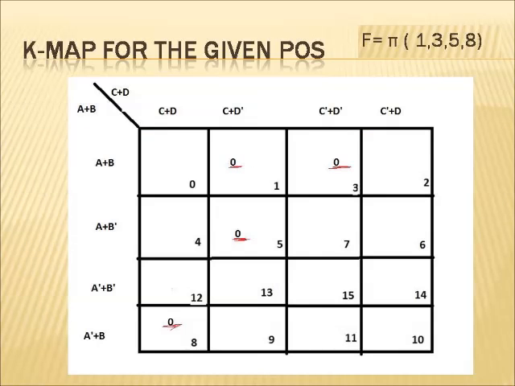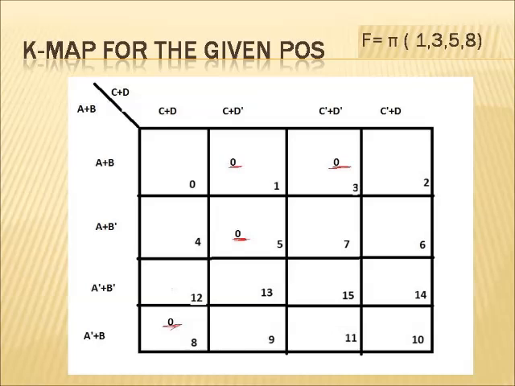Okay, our given expression is f is equal to pi of 1 3 5 8. Now look into the K-map. I have marked the index positions and I have drawn the K-map for a 4 variable POS expression. Now you carefully observe the K-map. You can see that I am putting a value 0. As it is a POS form, we use the value 0 to fill the cells. So I have put 0 on the cell numbered 1, and I am also putting 0 on the cell numbered 3, and again 0 on cell number 5 and 0 on cell number 8, right?